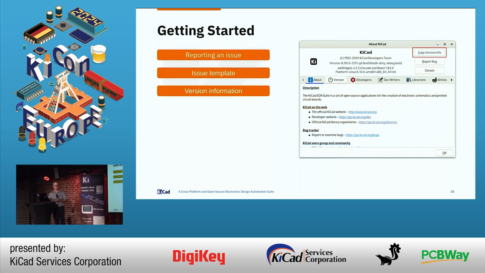So how do you get the version information? Well, we've made it pretty easy in KiCad. You go to the Help About dialog. You'll see in the upper right-hand corner of that dialog, there's a box that says Copy Version Info. That will literally copy all the text that you need to paste between the triple backticks into the clipboard. You hit Copy, you go back, paste it into your documentation, and everything will work good.